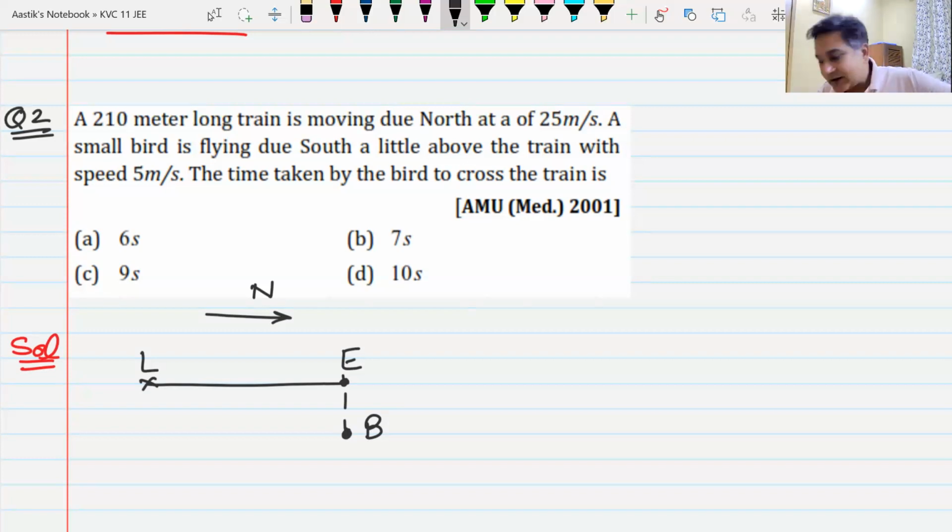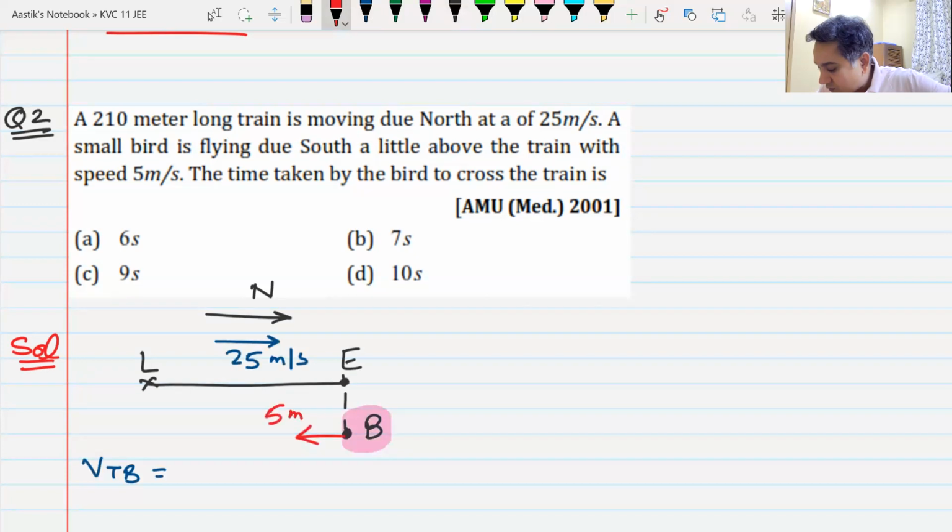Now I can become the bird, or I can become the train. I have decided to become the bird, so I am not going anywhere. The train is going to pass through me. So first of all, I find out the velocity of the train with respect to the bird. Remember, the train is moving northwards with a velocity of 25 meters per second, whereas this bird is moving with a velocity of 5 meters per second towards south. I can take one direction as positive, and the other direction obviously as negative. So what will be the velocity of the train with respect to the bird? It will be plus 30, yes or no?